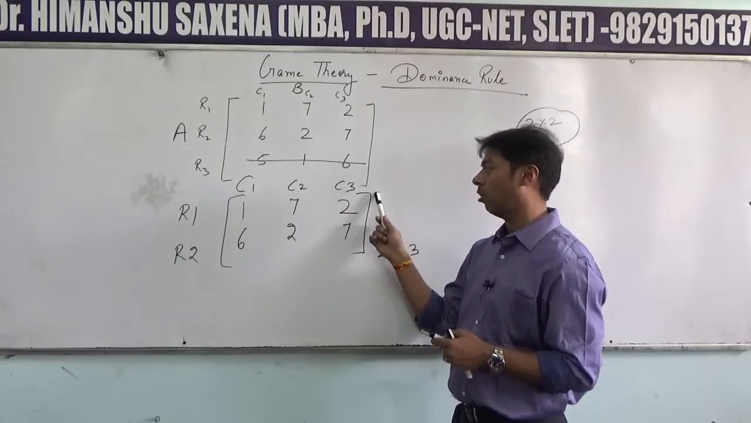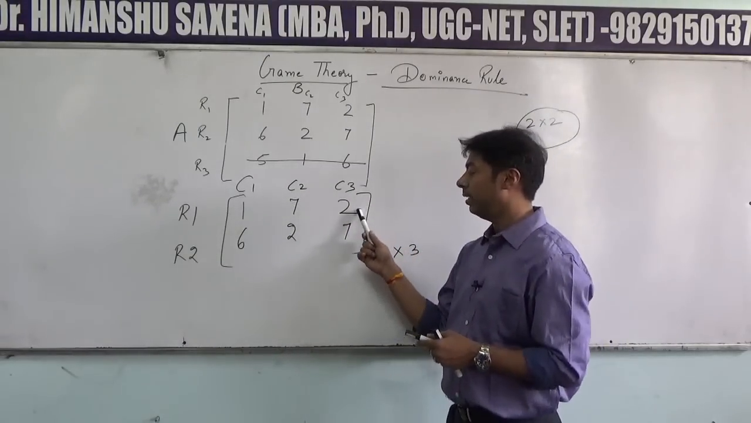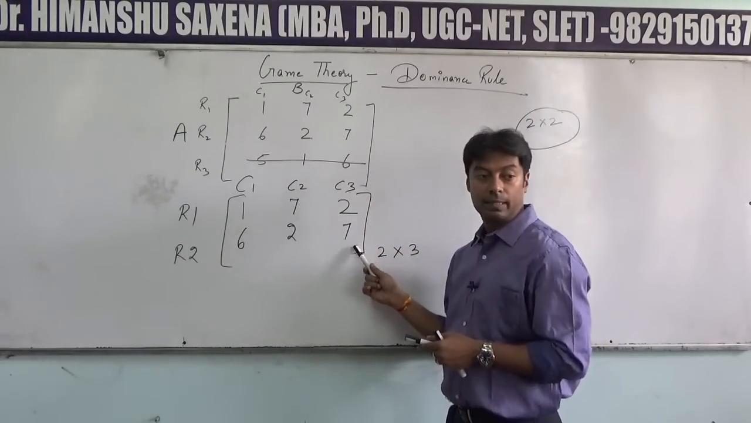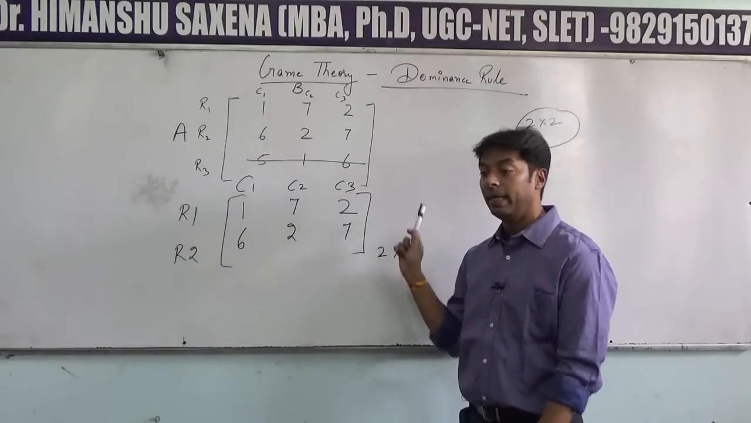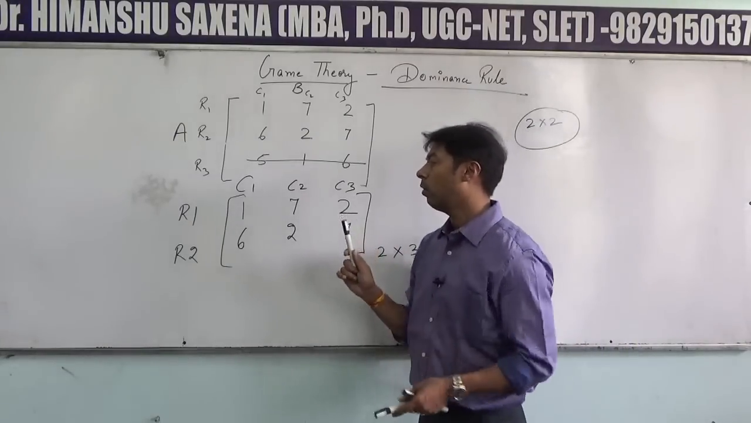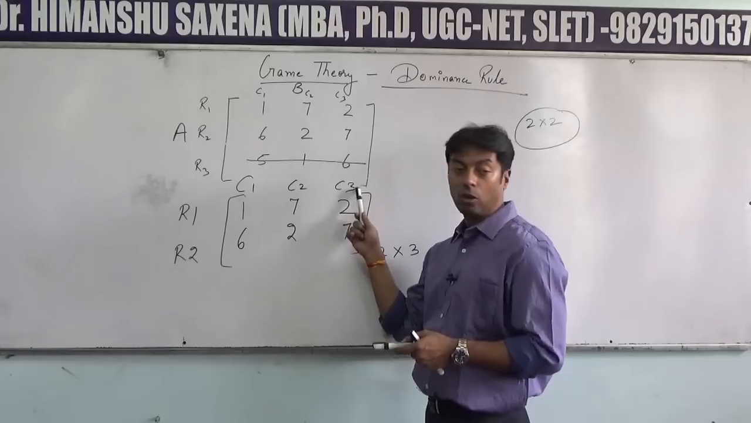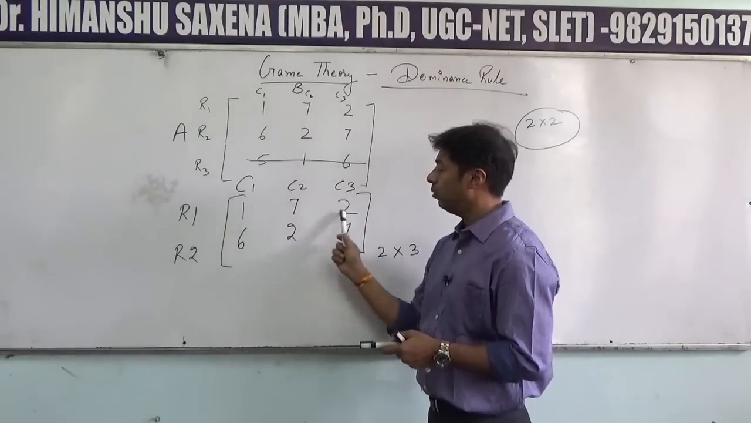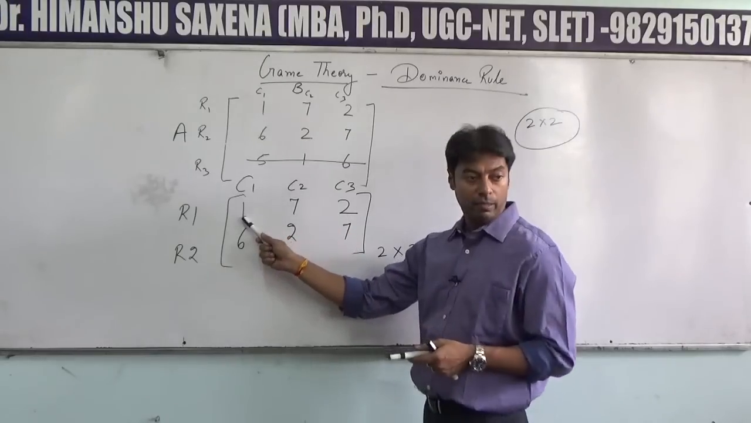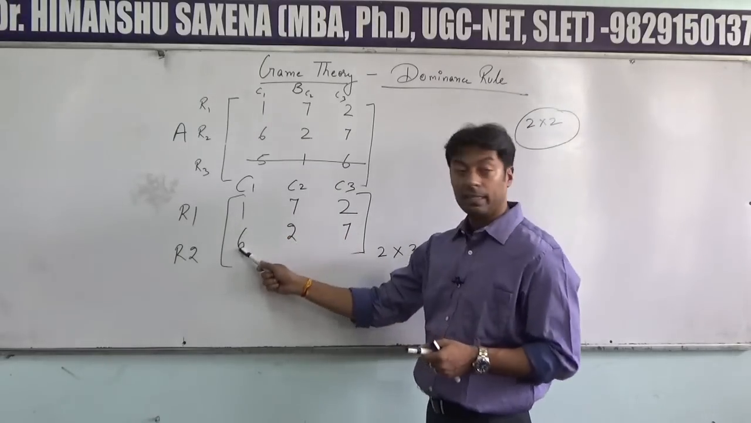We move on to the next one, second column and third column. Again 7 is greater than 2, but 2 is less than 7. Again we cannot delete any column over here. We move on to the next one, column 1 and column 3. Now 2 is greater than 1 and 7 is greater than 6.